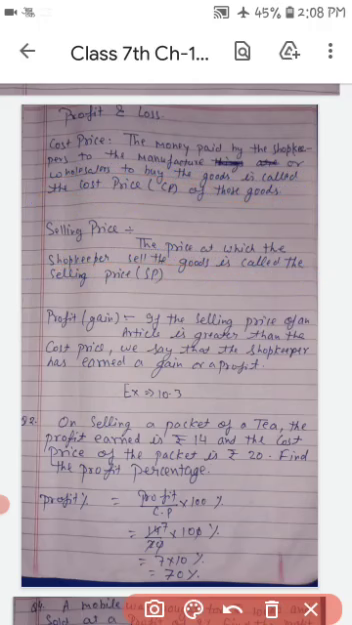Profit or gain. If the selling price of an article is greater than the cost price, we say that the shopkeeper has earned a gain or a profit.